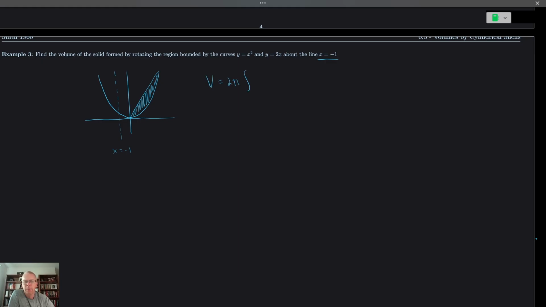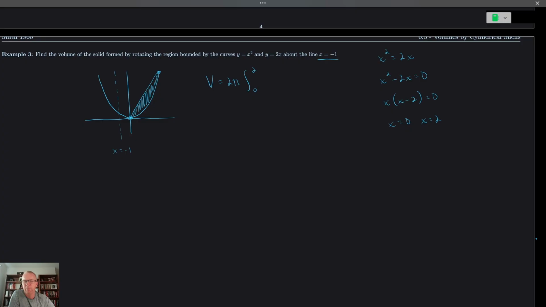Now we need to figure out what our limits of integration are. So we need to figure out where these two intersect. Obviously that's 0. Now where is that one? So x squared equals 2x. Subtract the 2x. And factor out an x, and we get x equals 0, which we knew, and then x equals 2. So we're integrating from 0 to 2.